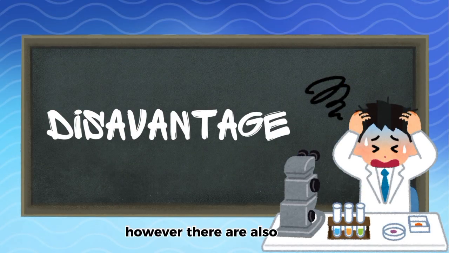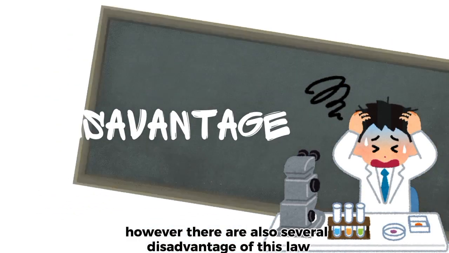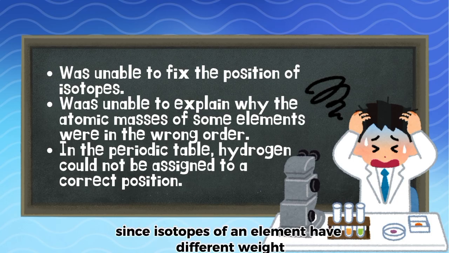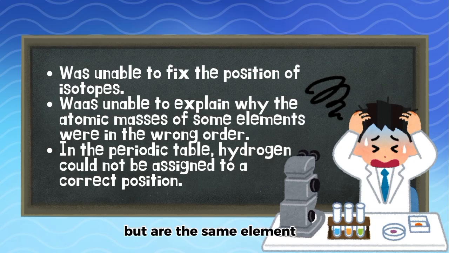However, there are also several disadvantages of this law. First, Mendeleev's law was unable to fix the position of isotopes. Mendeleev's table was based on ordering elements by increasing atomic weight. Since isotopes of an element have different weights but are the same element, they would logically need to occupy the same position in the table. However, Mendeleev's system had no way to account for this.